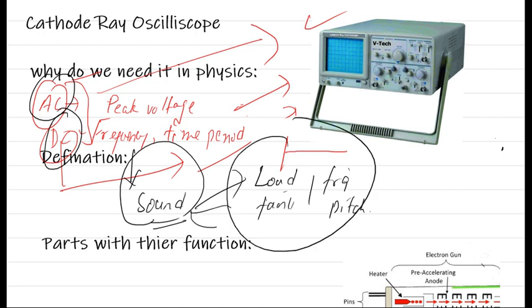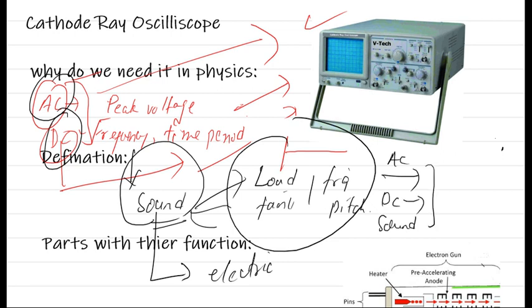First important thing is, you have to convert the sound into electric signals. Then we will provide it as an input to the CRO. Whether you are working on AC, DC, or sound, when we are going to do some calculations and analysis, first of all, after providing the input to the CRO, the CRO will provide us the graphical representation. This is very important.